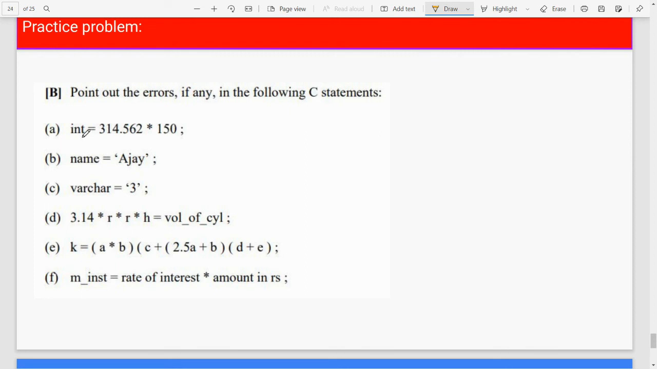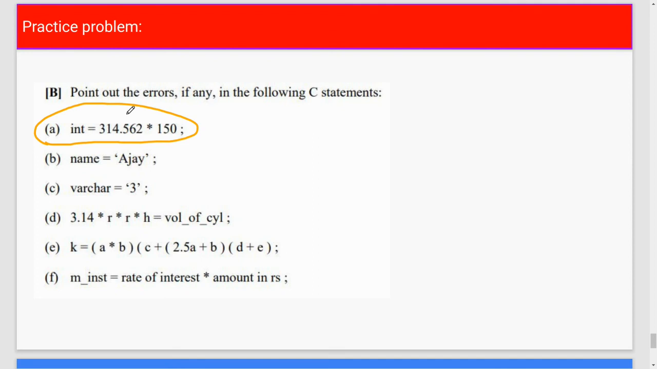So do you think there is any error in the first statement? Anyone? Yeah, like we actually discussed that there are some keywords that you can't use as a variable. So int is a keyword, so you can't use it as a variable name. Okay, so what about this particular statement? Will this give an error?